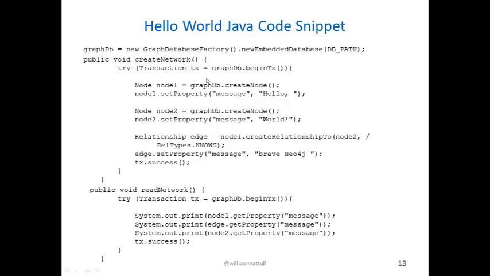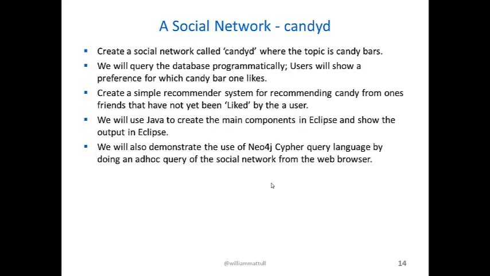So the operations that you plan to do need to pass through this transaction object, and after you do your operations, you close out the transaction with the success. Here under the read network method, we can then go ahead and do a simple traversal of the network, accessing each method for each node and relationship, and then outputting that.